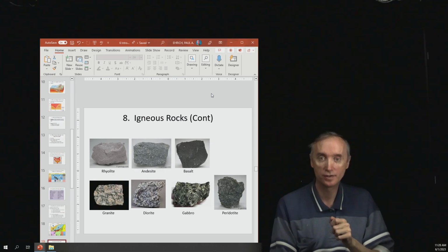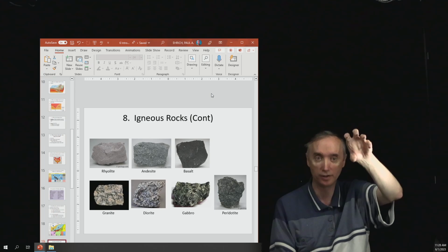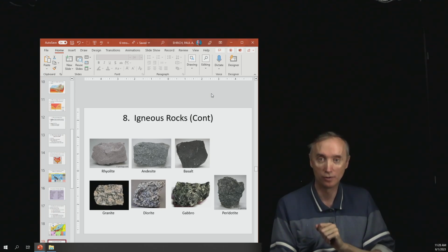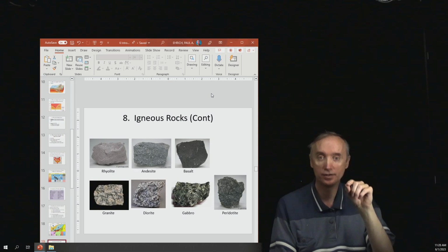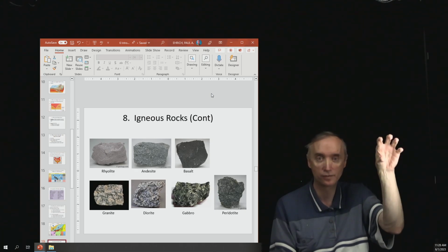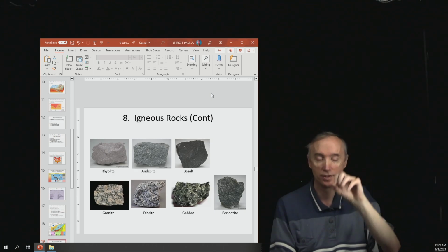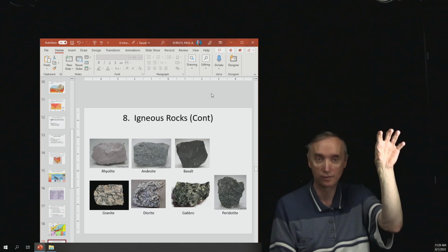Now on top of them, the rhyolite is made of the exact same material as the granite. The difference is it forms at the surface of the earth, it cools off quickly, so the crystals are very small. Okay, andesite is made of exactly the same material as diorite. It's just that andesite forms at the surface of the earth.